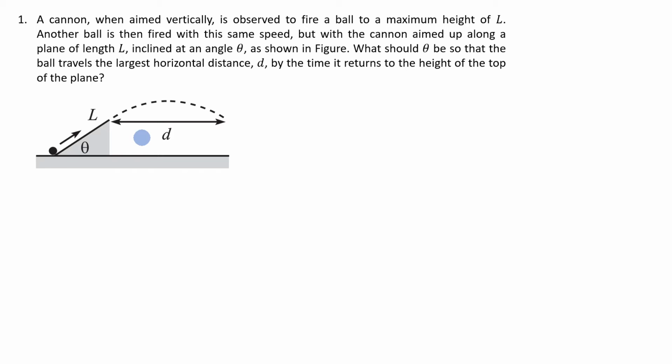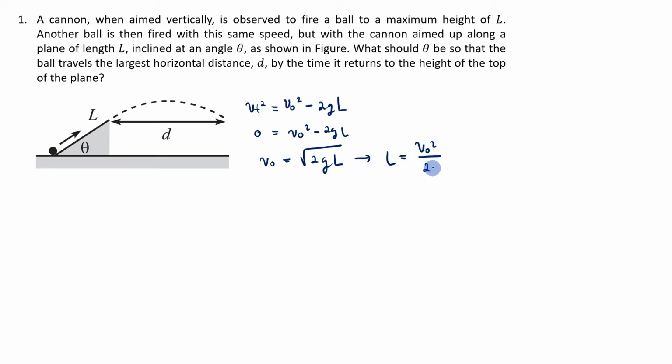Okay, let's solve this problem. First, we can get the initial speed from the parabolic equation. We can write it as Vt square equals Vo square minus 2gL. We substitute Vt with 0 and we get the value of Vo equals the square root of 2gL, where L equals Vo square divided by 2g.